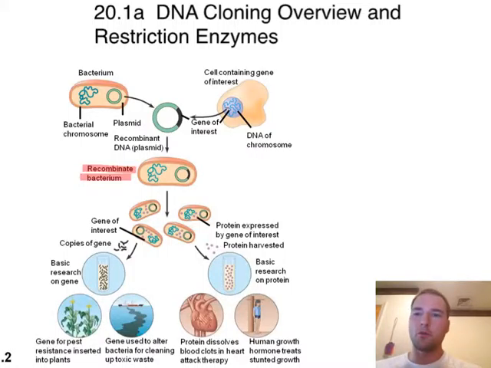But what we're going to start out with here is two different cells. This is a eukaryotic cell here, so we'll say it's a human cell, whatever. And then over here we've got a prokaryotic cell. And this bacterial cell here has a plasmid in it.